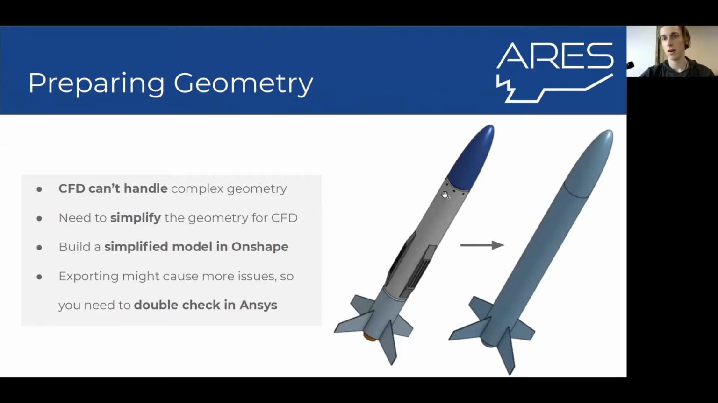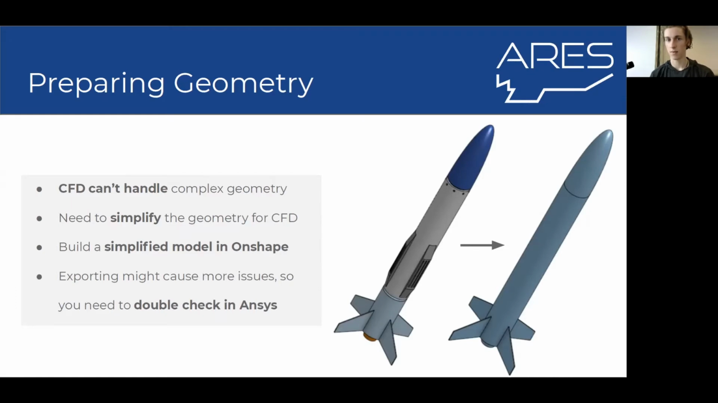So you can see I've got some bolt holes around near the nose cone of this rocket, and I've also got this external geometry, these sort of vents. For CFD purposes, they're not going to change the results that much, and they're just going to make it much more complicated. So what you need to do is remove that kind of stuff. And we're going to build our simplified model in Onshape first. You can do it in Ansys, but I recommend strongly just doing it in Onshape. And then you can directly import your simplified model to Ansys.